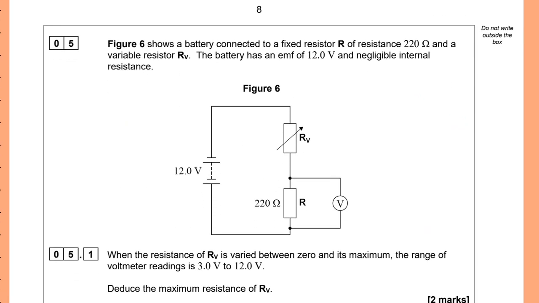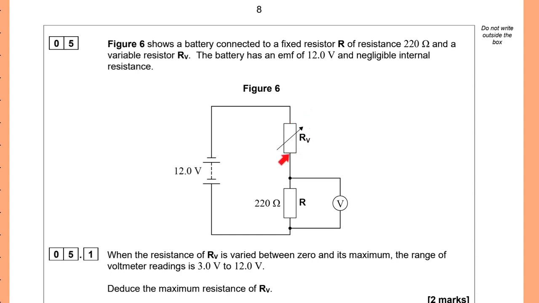Question number 5. Figure 6 shows a battery connected to a fixed resistor R of resistance 220 ohms and a variable resistor RV. The battery has an EMF of 12 volts and negligible internal resistance. When the resistance of RV is varied between 0 and its maximum, the range of voltmeter readings is 3 volts to 12 volts. Deduce the maximum resistance of RV.